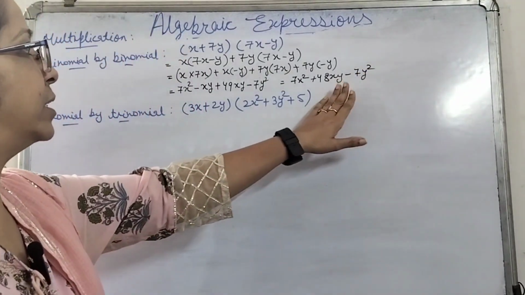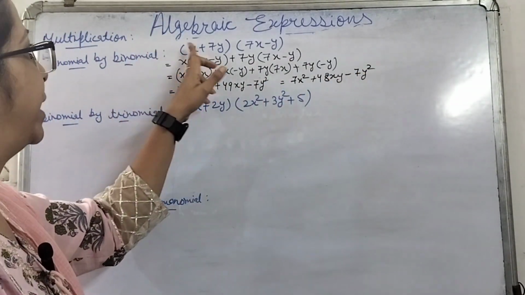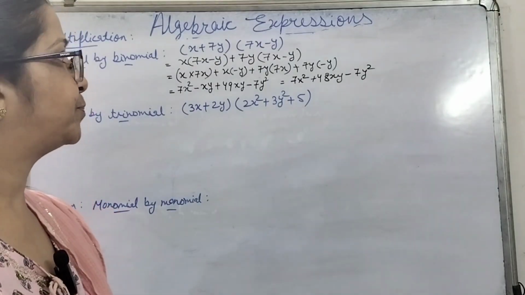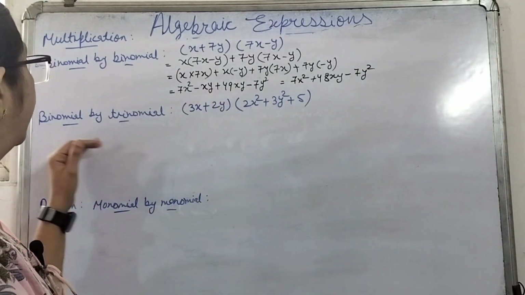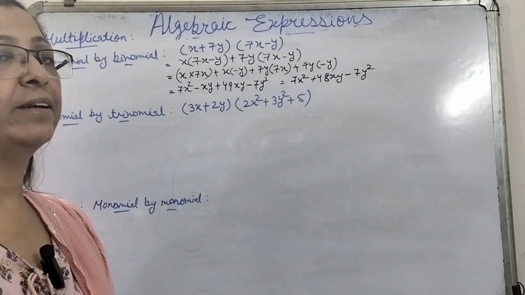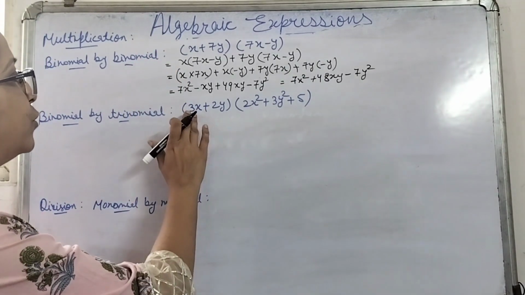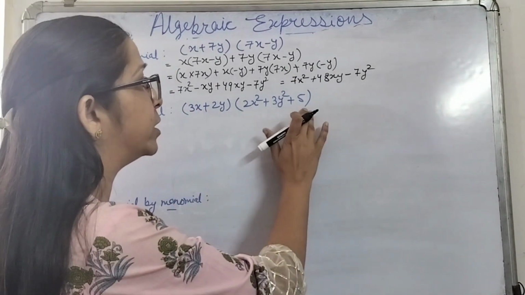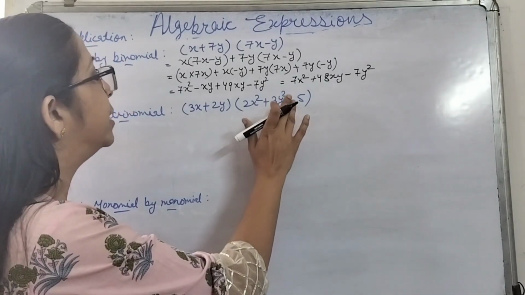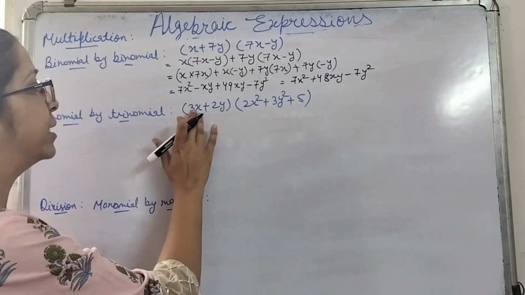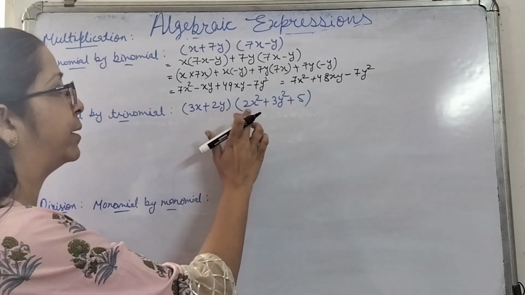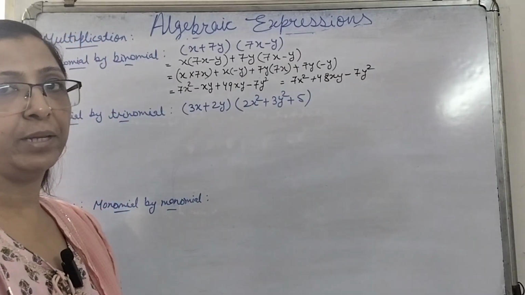So this will be the answer when we will be multiplying these two binomials. Now let's see when a binomial is multiplied by a trinomial. What we will be doing, the same procedure we will be following. First of all, 3x will be multiplied by all three terms of this polynomial, this algebraic expression, and then this 2y will be multiplied by all the three terms of this algebraic expression.